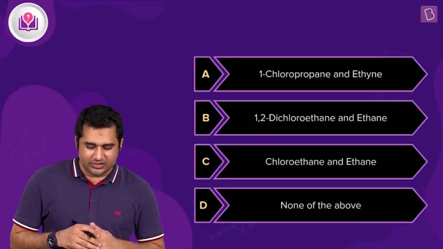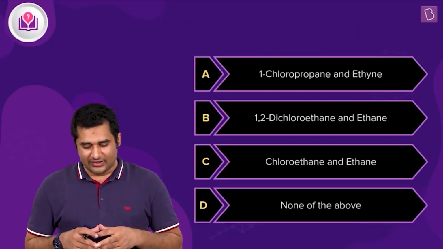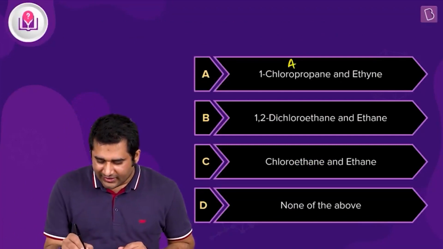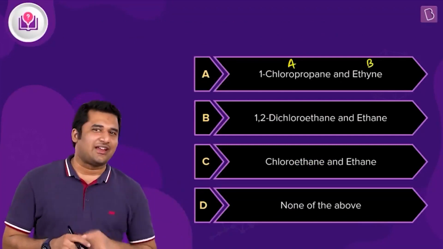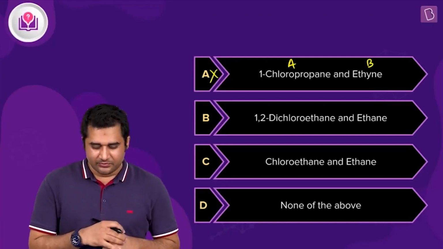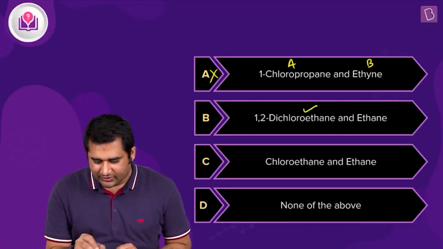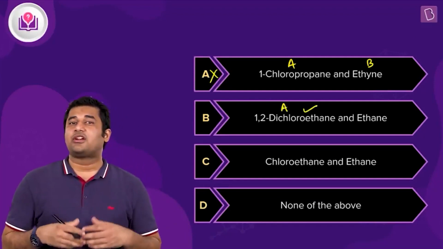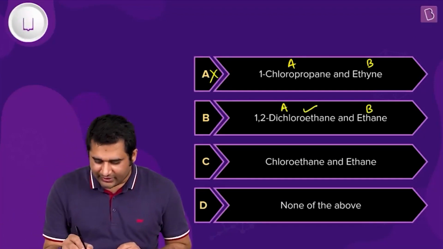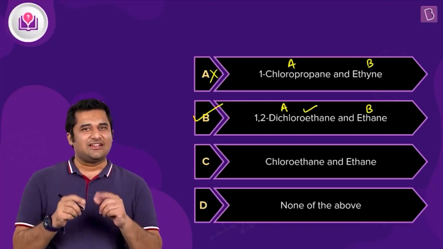So let's now match with the options. You can see in option A, it says 1-chloropropane as the product A and ethyne as the product B. We know that this is not right. So this is not the correct answer. Moving to option B, it says 1,2-dichloroethane, absolutely correct. This is product A. And in product B, it is saying ethane, which is also correct. So obviously option B is the right answer.